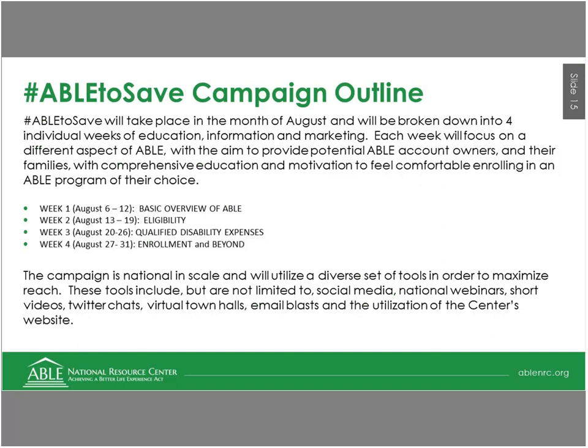So just a little more about the outline of the campaign. The campaign again takes place throughout the entire month of August and is actually broken down into 4 individual weeks of education, information, and marketing, of which we're on the 3rd week. Each week focuses on a different aspect of ABLE with the aim of providing potential ABLE account owners and their families with comprehensive education and motivation to feel comfortable enrolling in an ABLE program of their choice.